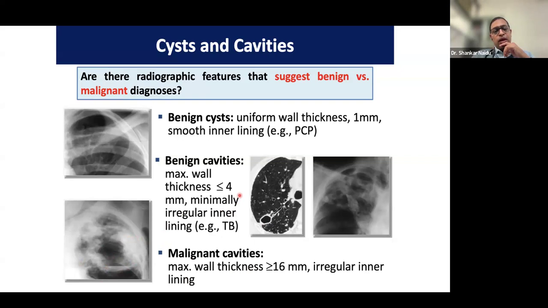And many a times the benign cavities can also have thick wall cavities, and also there may be internal irregularities, especially if there is an infection like fungal infections within the cavities. So the inner cavity lining can be irregular even in benign cavities.